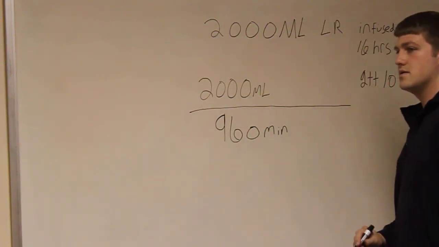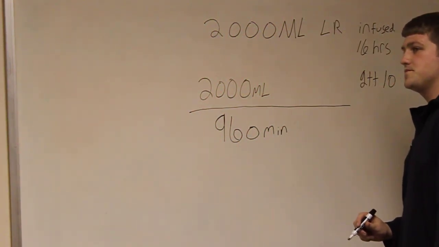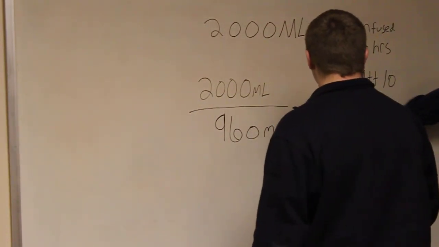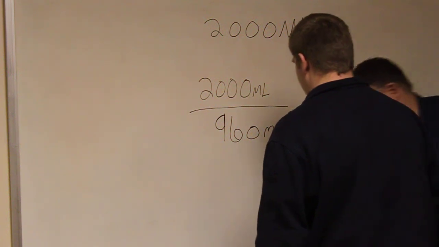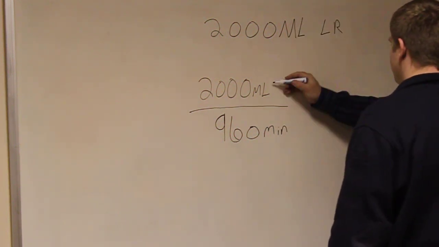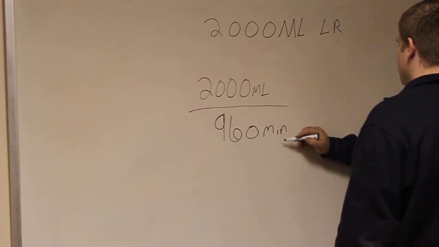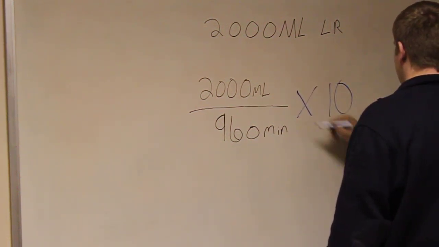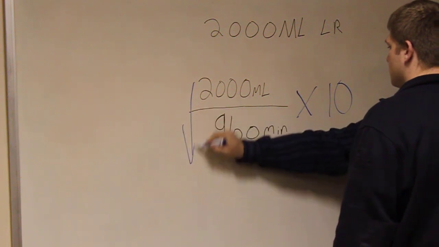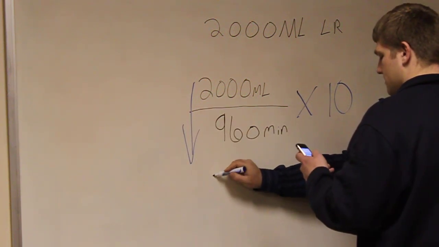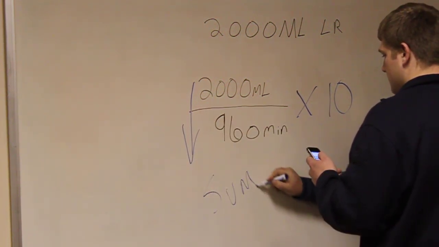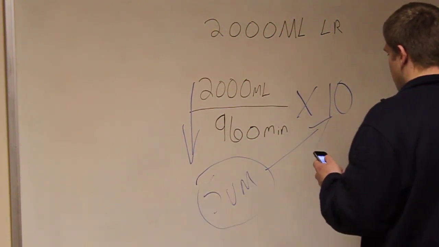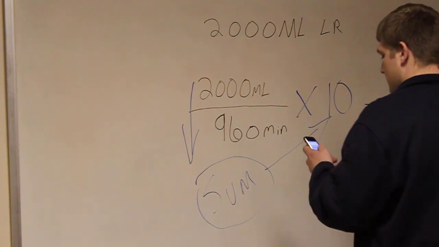Okay, so then off to the side, what I want you to do, let's go ahead and erase this, and we're using a 10-drop set, right? Yep. So, 2,000 milliliters divided by your minutes times your drip set. So first go down and do that, then take your sum and multiply that by your drip set for your answer, okay?